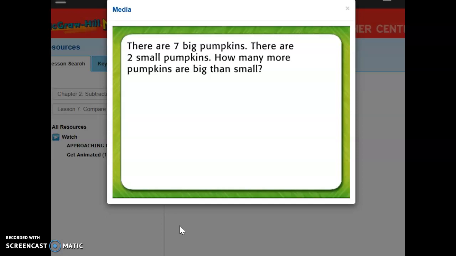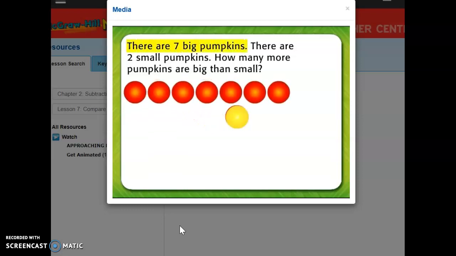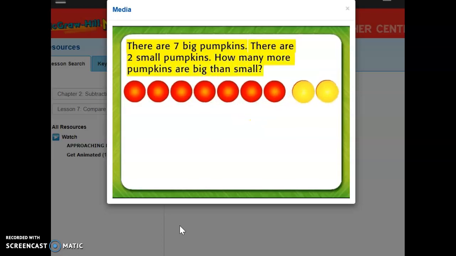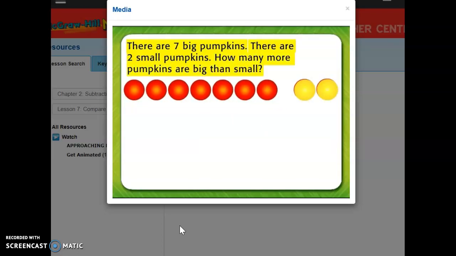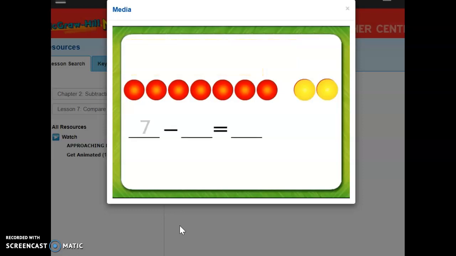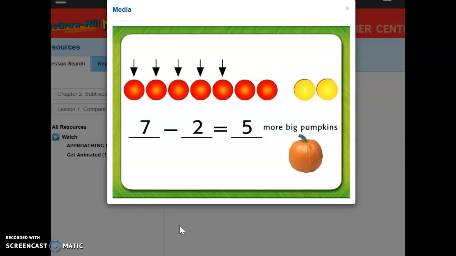Use characters to not write the subtraction number sentence for this value. There are 7 big pumpkins. There are 2 small pumpkins. How many more pumpkins are big and small? Write the subtraction number sentence. 7 big pumpkins minus 2 small pumpkins is a difference of 4 pumpkins. There are 4 non-big pumpkins.